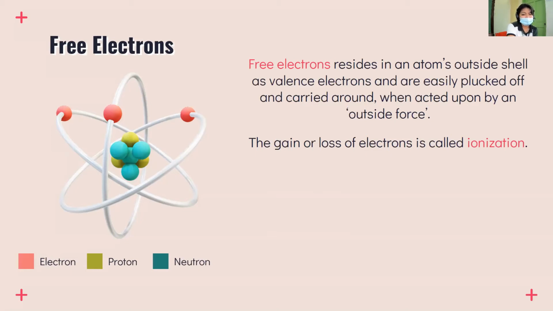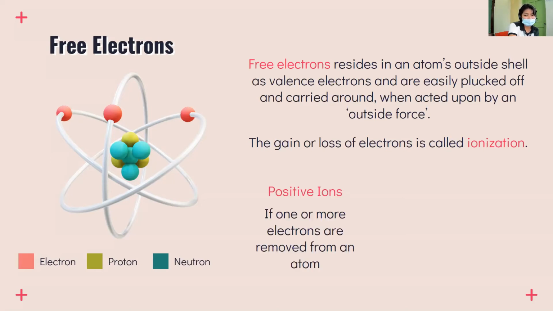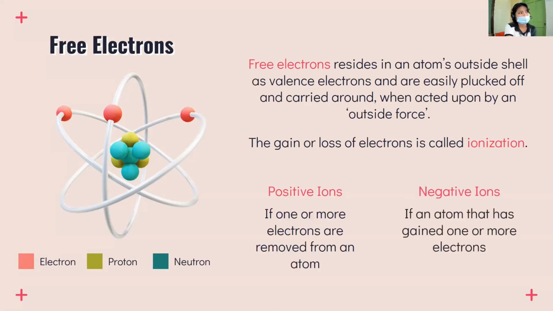Now, we have a process called ionization. Makikitandaan, ionization is the gain or loss of electrons. Pag may nawawala, may dumadating, ionization po yung tawag natin doon. So we have two kinds of ions kapag nagkaroon tayo ng ionization. Pwedeng maging positive ions, pwedeng negative ions.